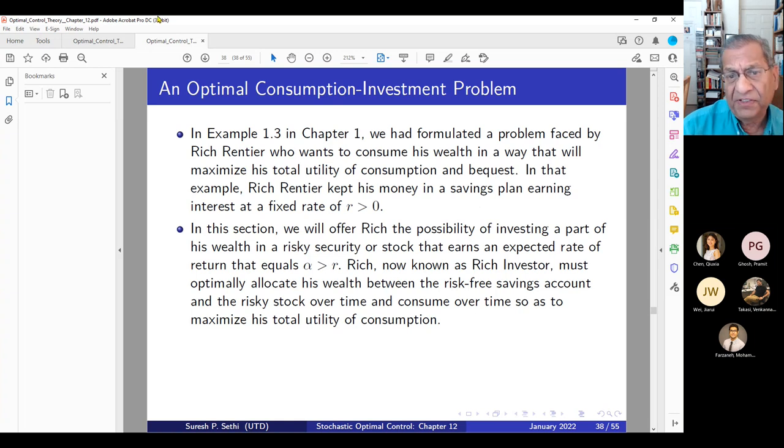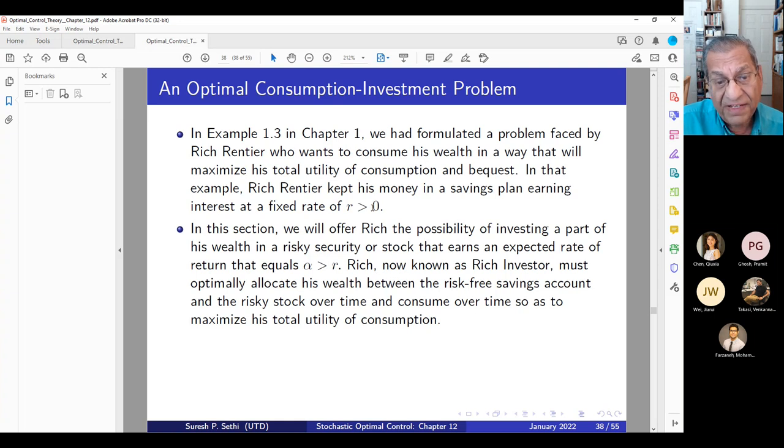In example 1.3, we started with Rich Rentier, who wants to consume his wealth in a way that will maximize his total utility of consumption and bequest. But in that example, Rich kept his money in a savings plan, earning some interest rate R strictly bigger than zero. And we solved several versions of this problem as we went along. And now we are at the final turn of this problem.